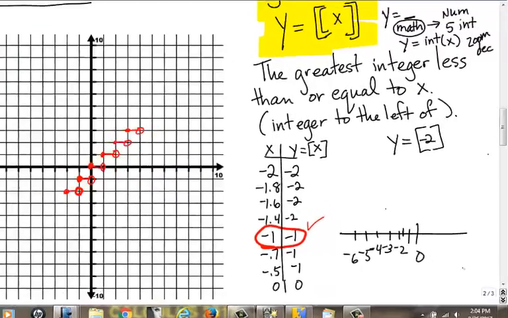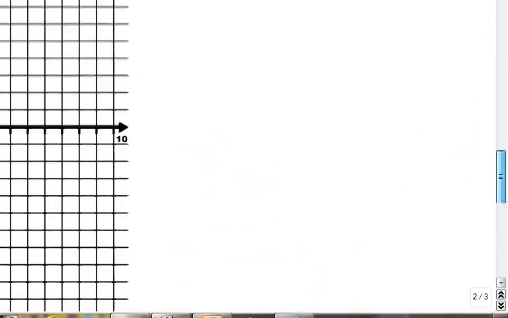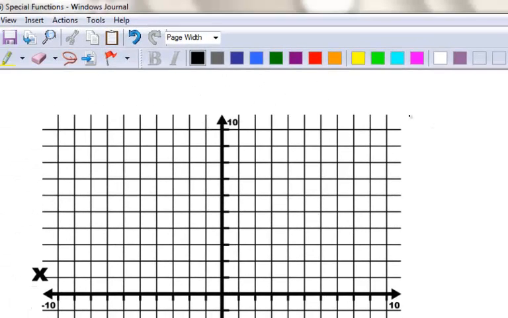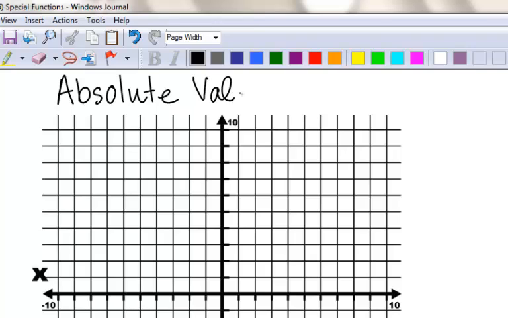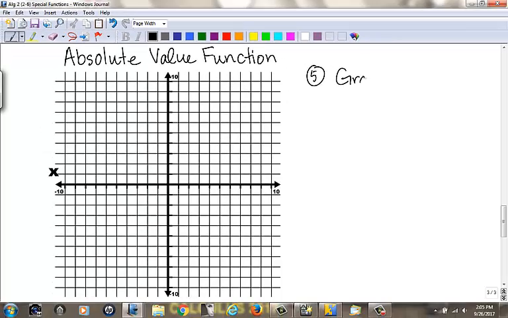Okay, last one, the absolute value. This is another special function. It is the absolute value. The absolute value function. Okay, and they will ask you to graph y equals the absolute value of x.